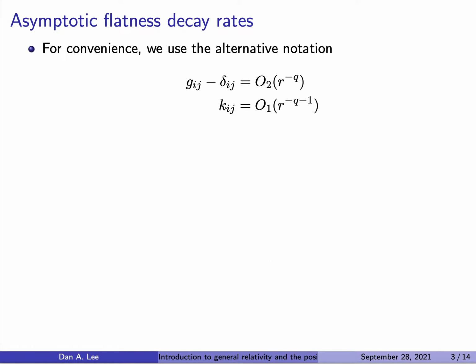So let me say something about the decay rates. For convenience, we use this alternative notation, which captures the same equations that I wrote on the previous slide. So g_ij minus delta_ij equals big O sub 2 of r to the minus q. That just means that it decays like r to the minus q, and its first two derivatives also correspondingly decay 1 or 2 orders faster. And same thing with the big O sub 1 notation.